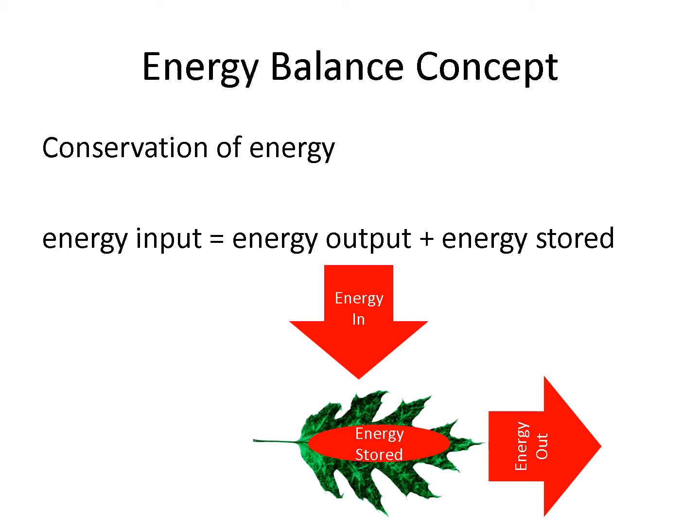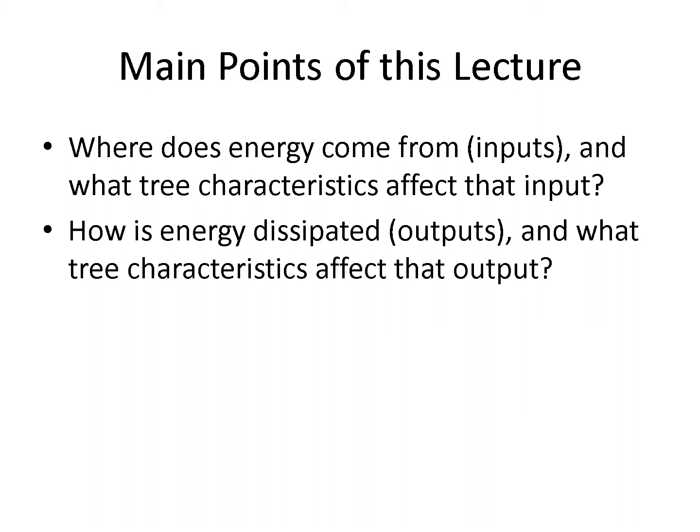Now when we think about energy stored, when we think about an object like a leaf or a stem or another part of a forest, stored energy basically means a change in temperature. So if energy is stored in a leaf, that means the temperature goes up. If energy is released from storage in a leaf, that means the temperature goes down. So that's an important principle, that the temperature of a leaf is a function of the balance between energy inputs and energy outputs. That's a really important principle for this lecture.